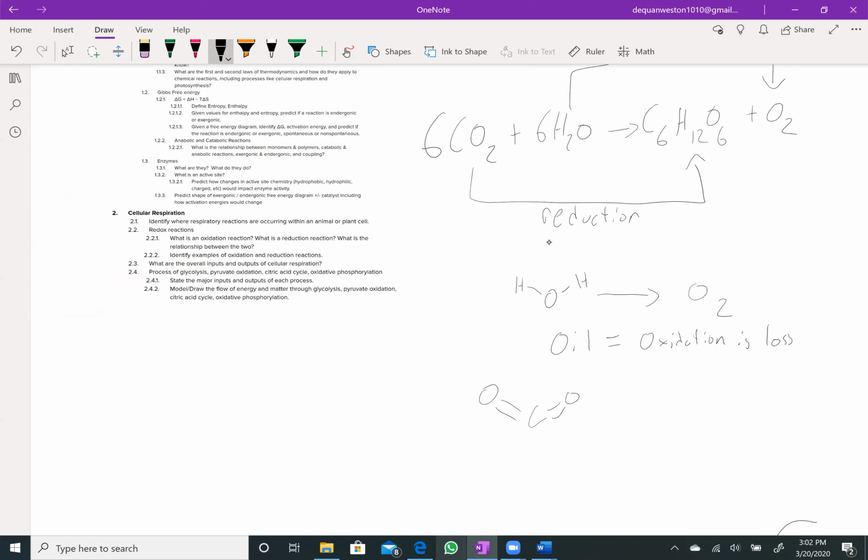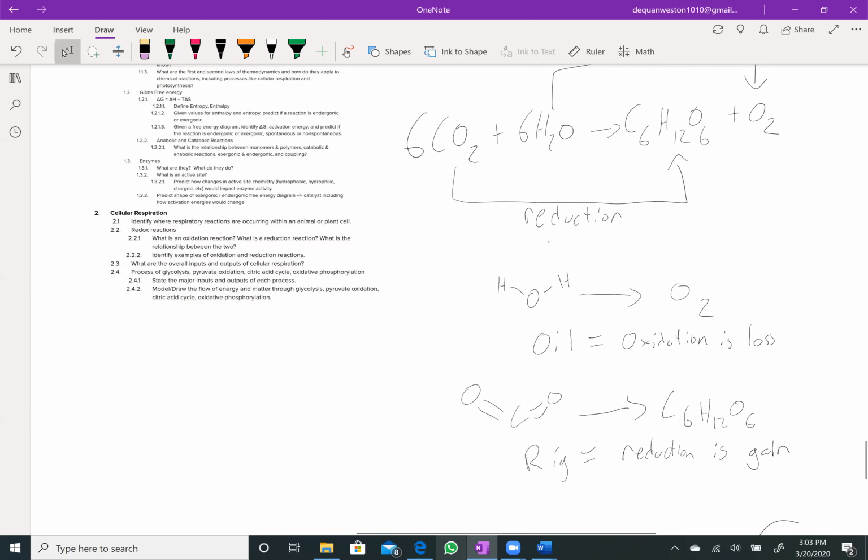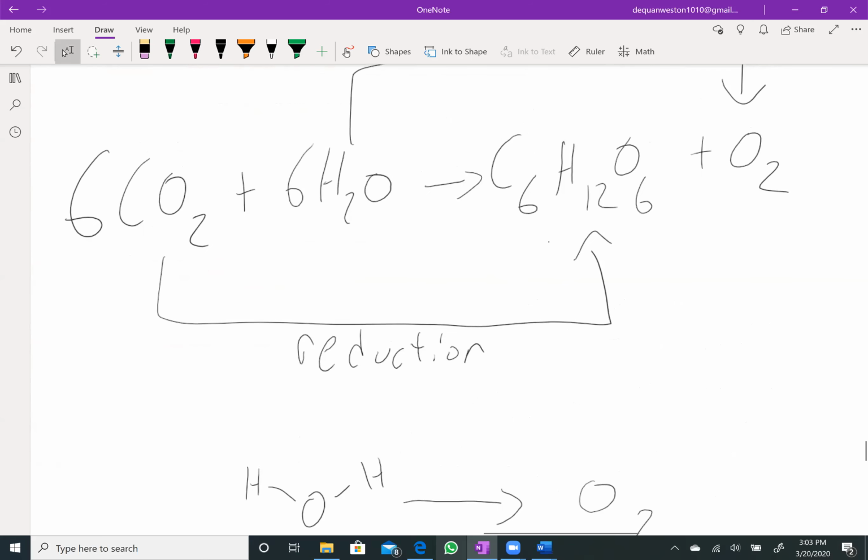there we go. I'm not even going to draw this molecule, I'm just going to draw that. So reduction, you think of RIG. Wait, isn't that photosynthesis? Yeah, this is a photosynthesis reaction, but I'm just explaining a redox right now. We could use any reaction. So reduction is gain.